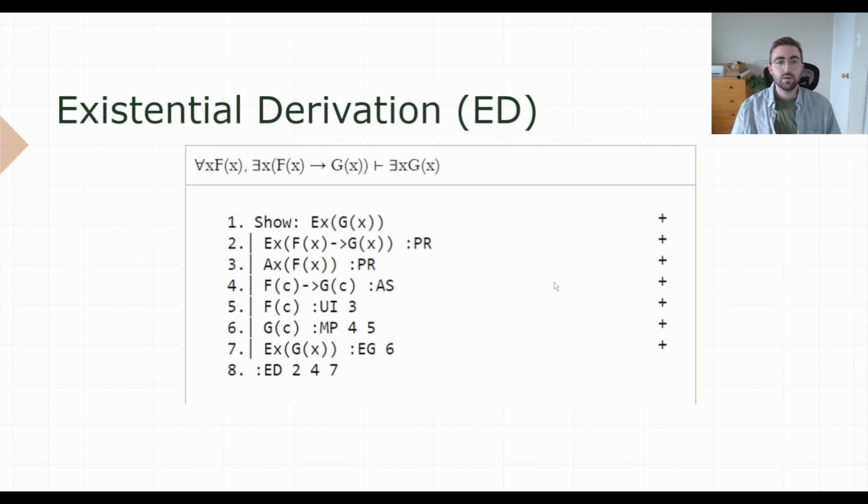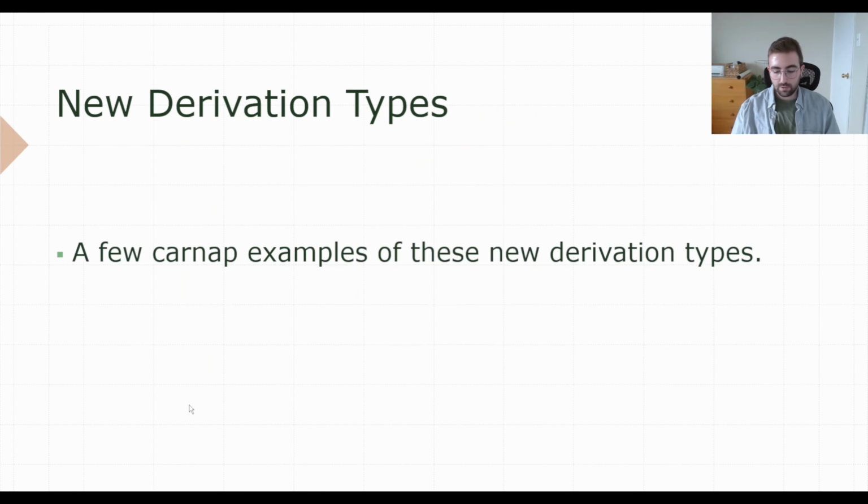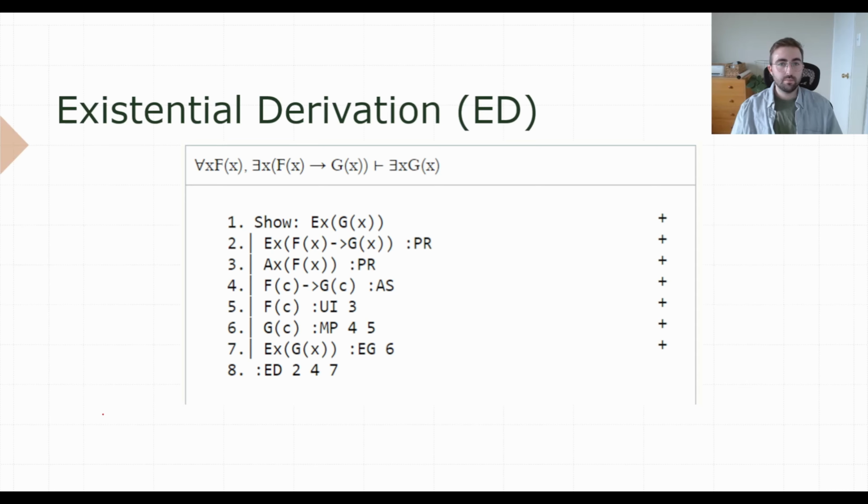Okay, so here is an example of an existential derivation. As you can see here, we are trying to show the claim that there is some x which is g. We have these 2 premises. There is some x where if x is f, it has to be g. And for all x's, we know that x is f. So how are we going to prove this existential claim that there is some x which is g?